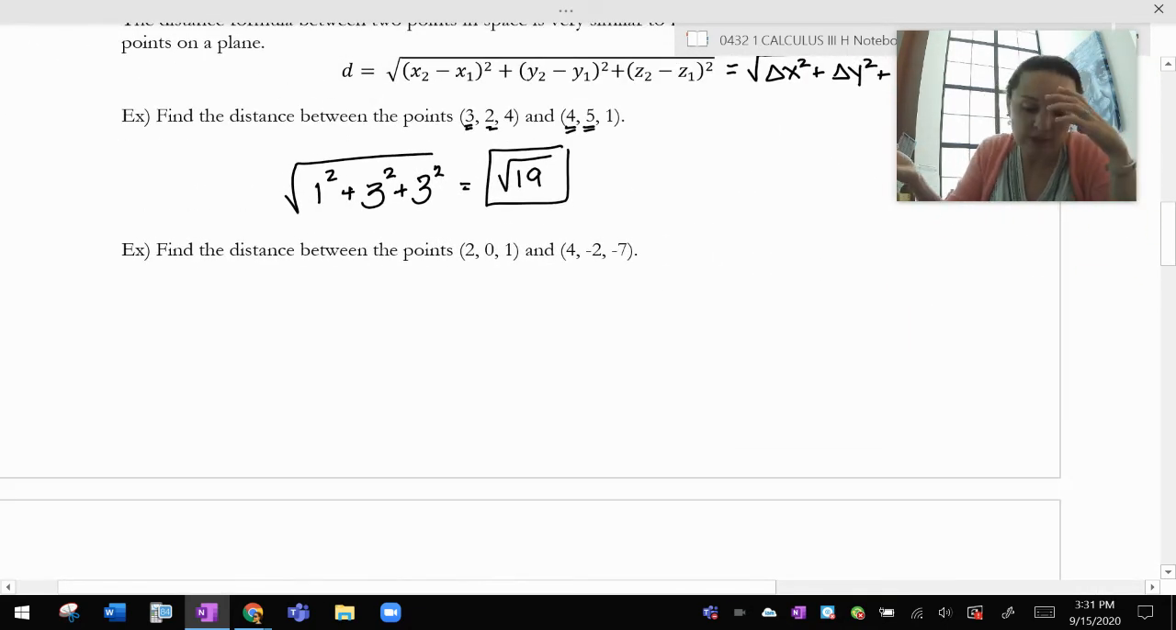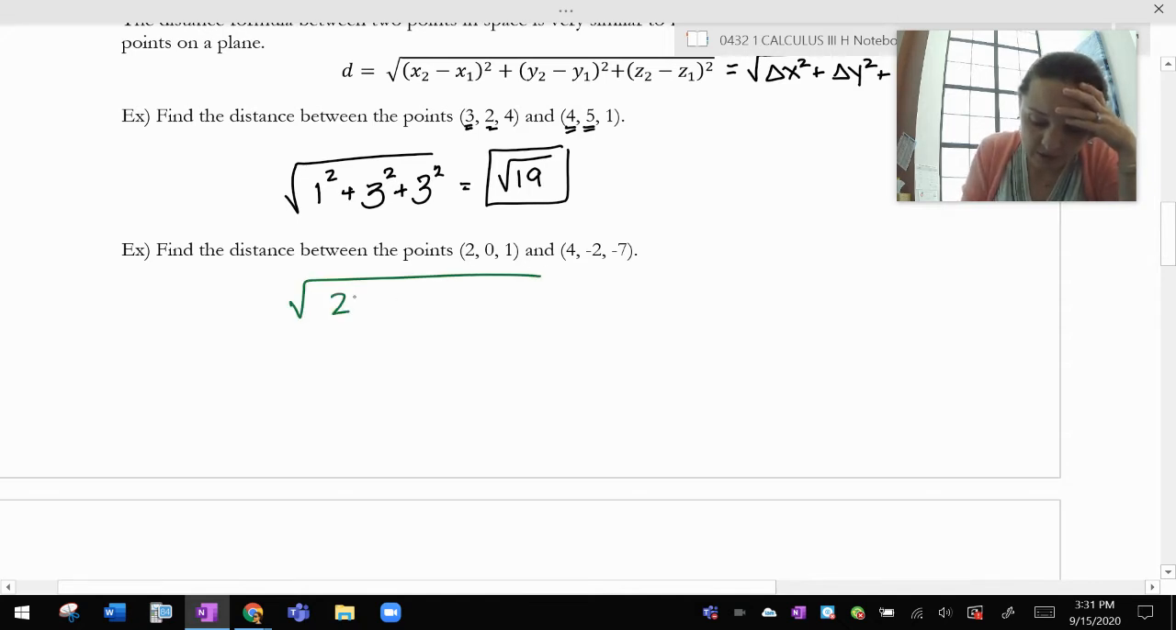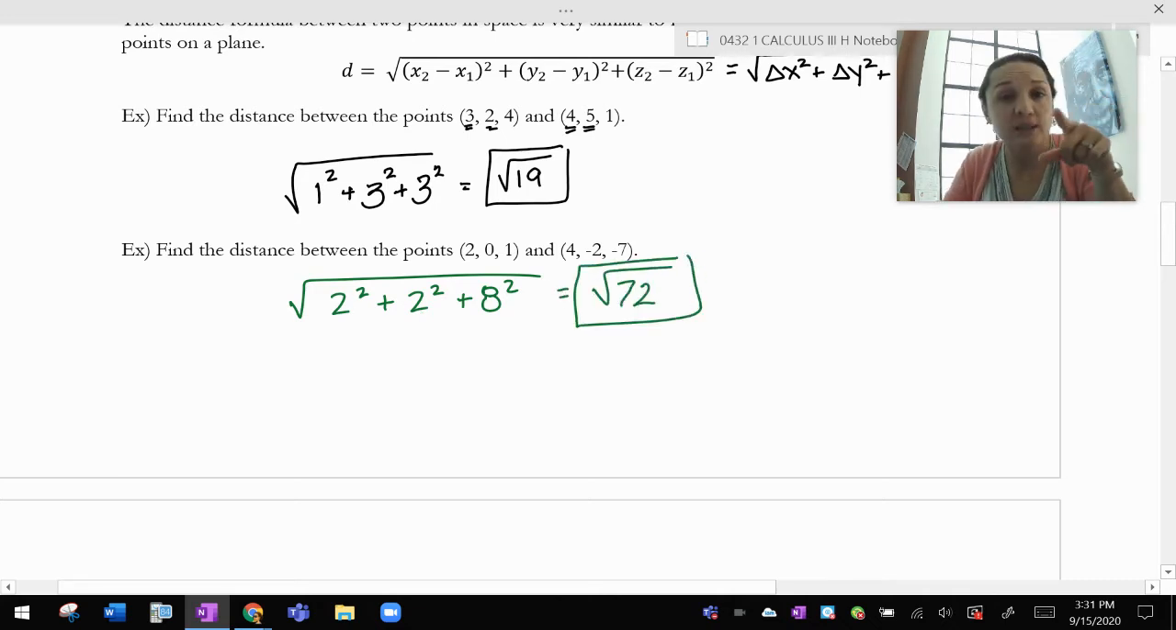So if we want to find the distance here, I'm just going to do it one more time. Distance between the points is delta x squared, delta y squared, delta z squared. And so that's 64, 68, 72. And I'm not even going to simplify it because that's how I roll today.